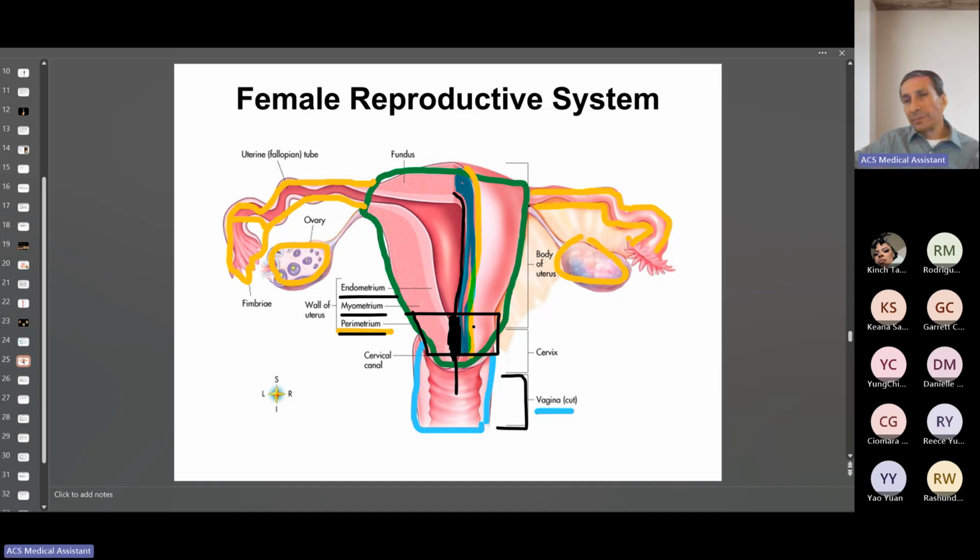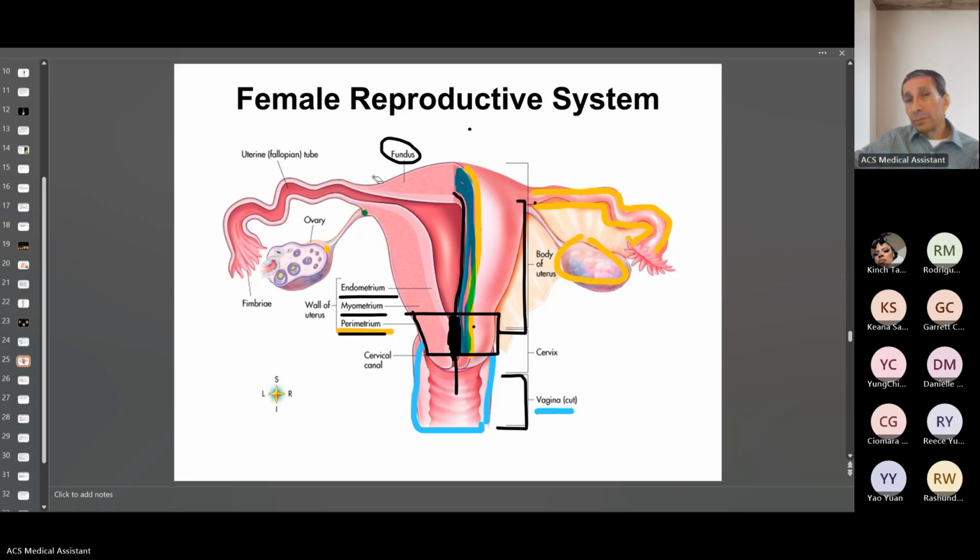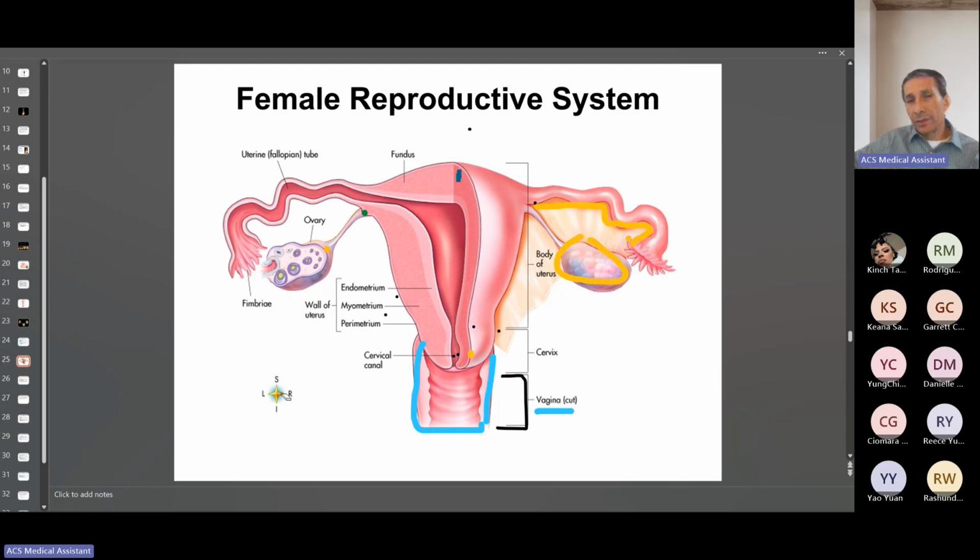And then we have the body, which is all this right here. This is the body of the uterus. And the upper part, where the fallopian tubes connect, is called the fundus. So we have parts and walls. The parts are how the structure is divided into certain regions or segments. The walls are each layer of the uterus alone. And we have all these structures attached to the uterus. All this makes up the internal structures of the female's reproductive system.